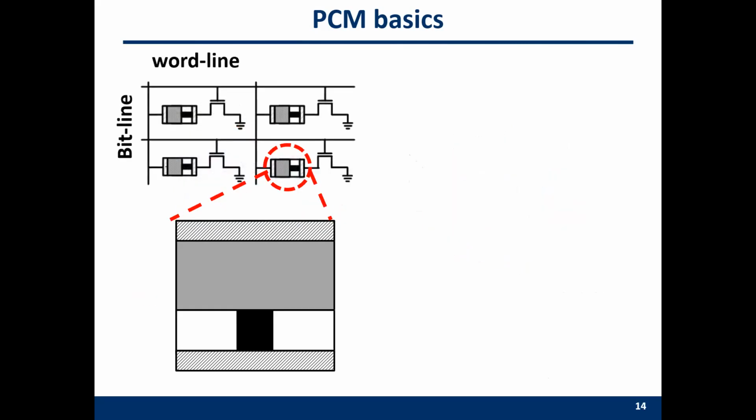So here is an example of the memory array. It's very similar to the DRAM, to the SRAM. The difference is the cell itself. We just use a phase change memory cell to replace the capacitor of the DRAM. And in the middle of the cell, there is a thin layer of phase change material. And this is a heater.